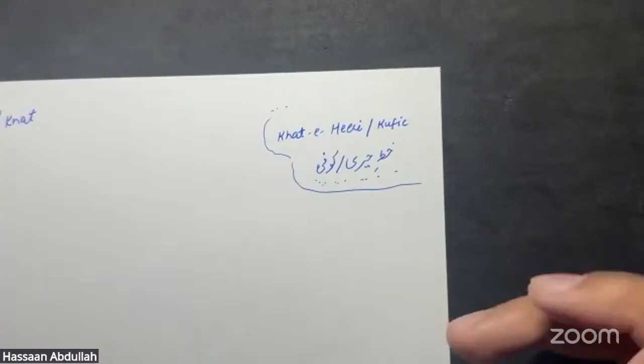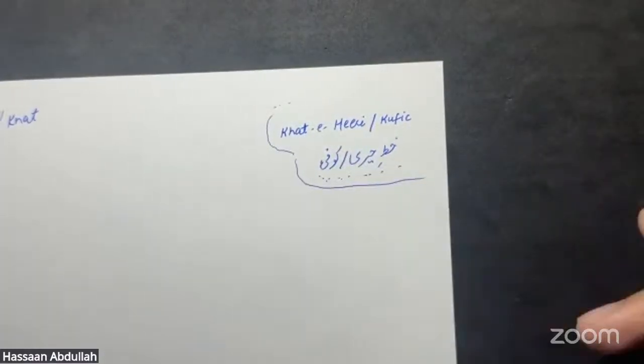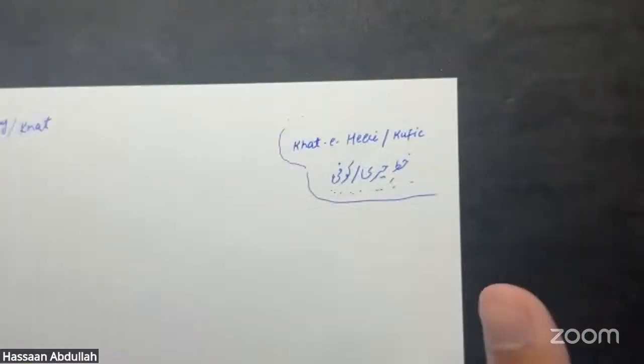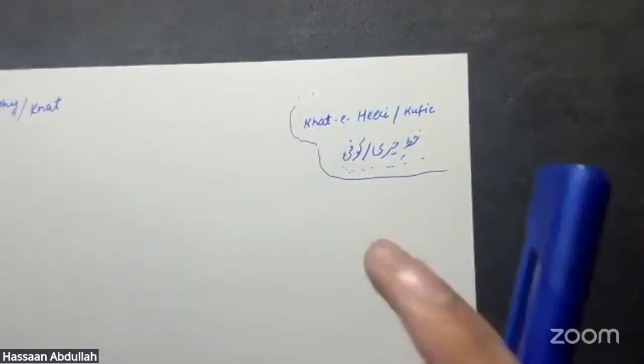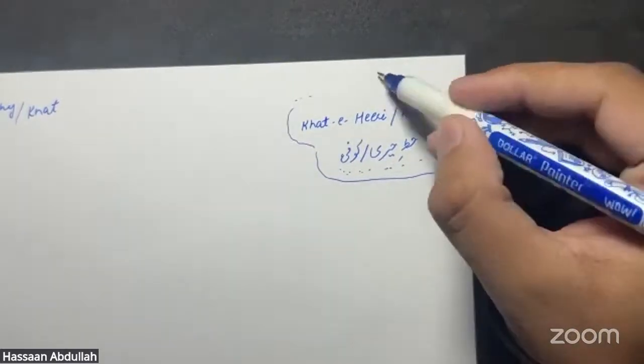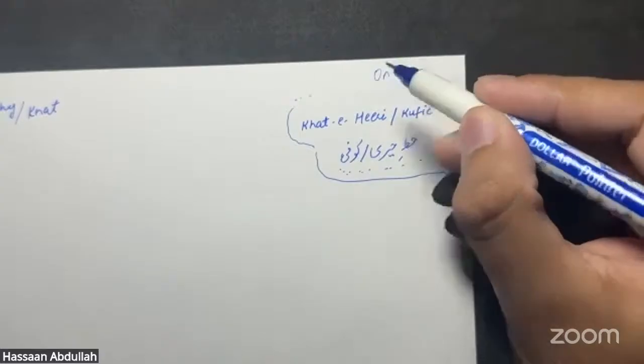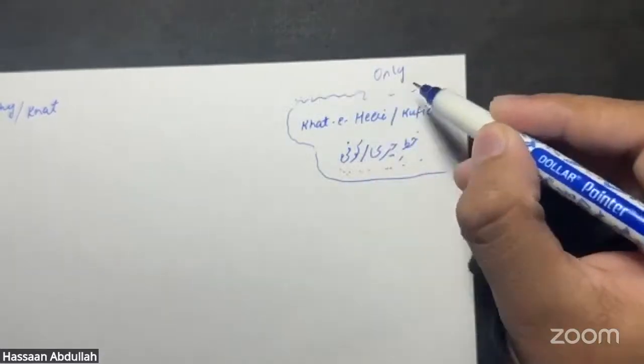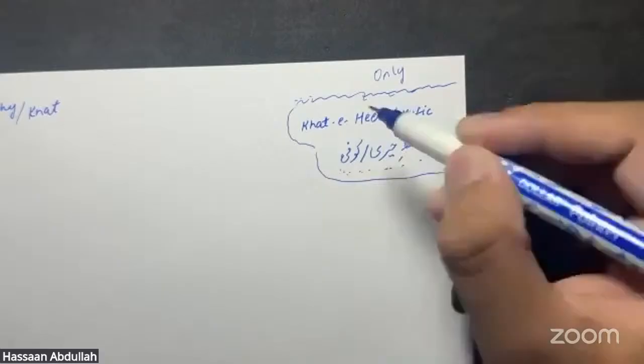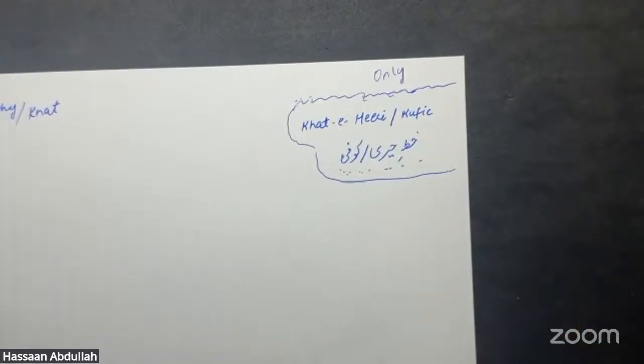I'm not talking about nowadays. At that time, Khatte Sulus was unknown. There was no concept of different scripts. This was the only script. I'm talking about hundreds of years ago, not the present day. Okay, all clear till now?